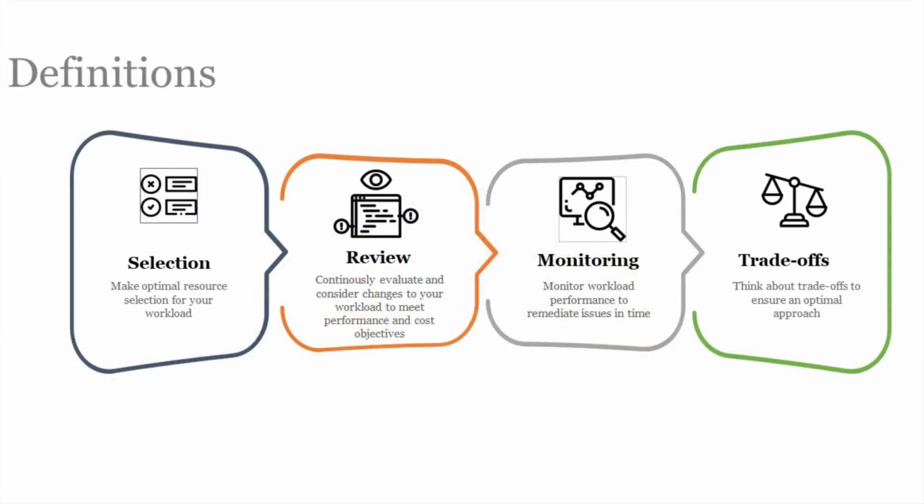Definitions. AWS outlined 4 focus areas that encompass performance efficiency in the cloud: selection, review, monitoring, trade-offs. Let's go into the details of each of them to understand them better and how we can use them to create an efficient and sustainable workload in the cloud.